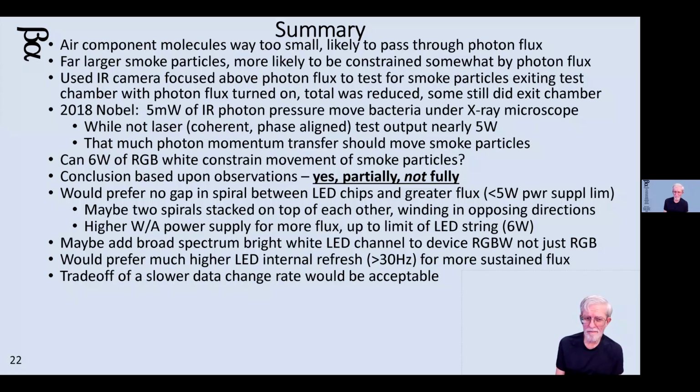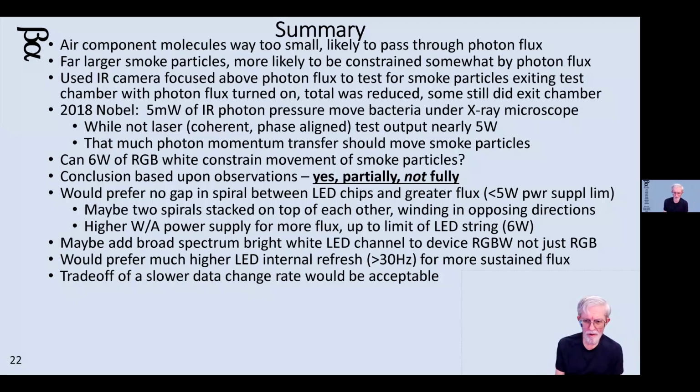Can I do any better? I'm only using a 6 watt. They do make not just RGB, but RGBW, 4 LED chips, one of which is bright white, and you can turn them all on at once. So that would produce more white light. Maybe it would constrain things more. If I wanted to avoid the smoke getting out the spiral, I could make 2 of those cylinders, one wrapped this way and one wrapped this way, that would confine the smoke.